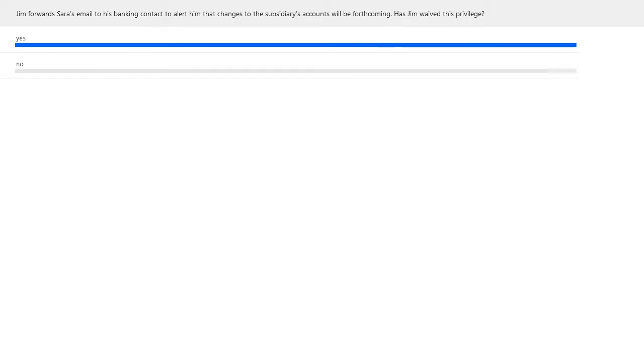In this case, Jim has likely waived this privilege. Jim could have achieved his objective and avoided the waiver by simply advising the banking contact that changes will be forthcoming, without forwarding or summarizing the legal advice from the in-house counsel, Sarah, or even explaining the reasons for these changes. There was a better way to do it.